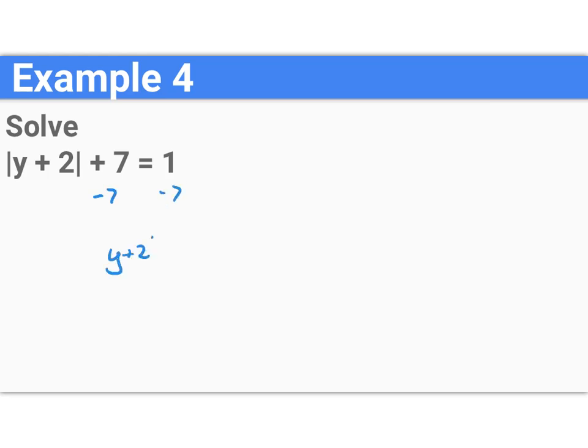y plus 2 equals negative 6. Now, this does not work. There's no absolute value that will give you a negative number. So there's no solution to this problem. There's no number y you can stick in that will come out of absolute value and be negative. So this does not work.